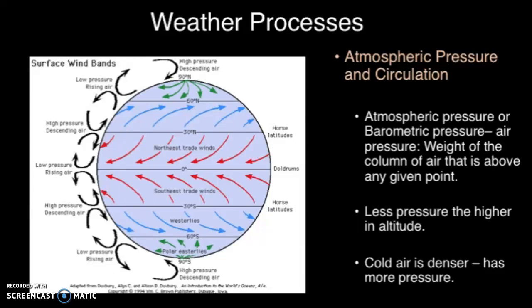So as I was saying in the previous video, cold air is denser than warmer air, right? Warmer air is going to have less pressure. So this can be seen pretty much in the figure to your left. This kind of represents the different latitudes that we have on Earth and the different pressure systems that we are seeing. So for example, let's take the equator as our example.